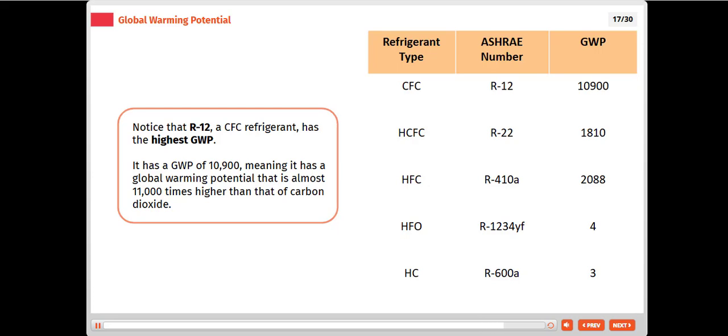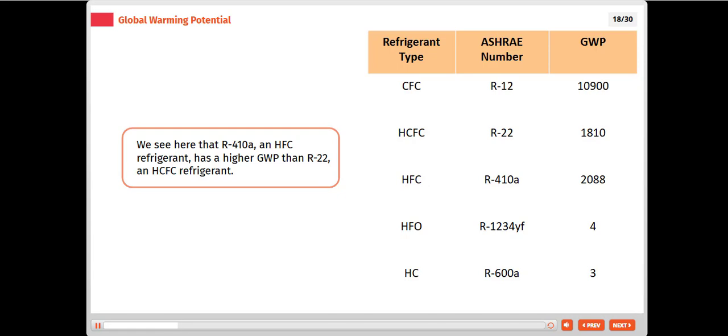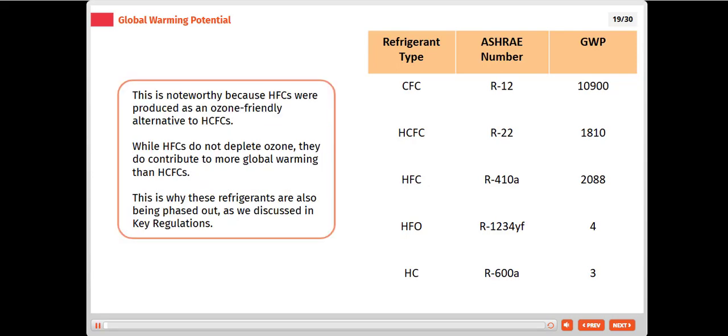We see here that R410A, an HFC refrigerant, has a higher GWP than R22, an HCFC refrigerant. This is noteworthy because HFCs were produced as an ozone-friendly alternative to HCFCs. While HFCs do not deplete ozone, they do contribute to more global warming than HCFCs. This is why these refrigerants are also being phased out, as we discussed in key regulations.